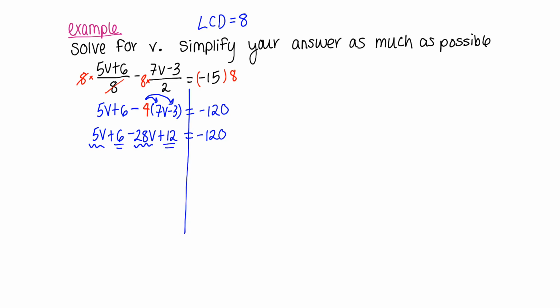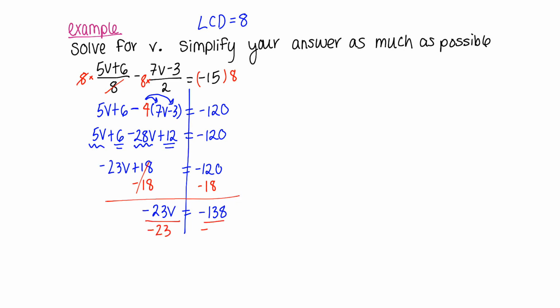5v minus 28v is going to give me negative 23v. 6 plus 12 is 18, equal to negative 120. Subtracting 18 on both sides to get the v by itself, we have negative 23v is equal to negative 138. To get v completely alone, we're dividing by negative 23 on both sides.